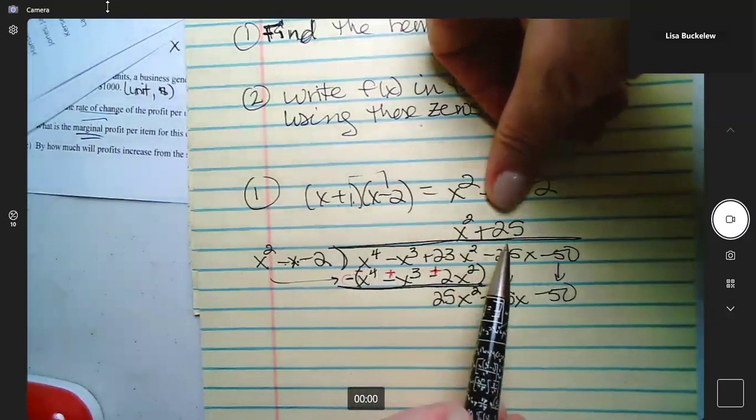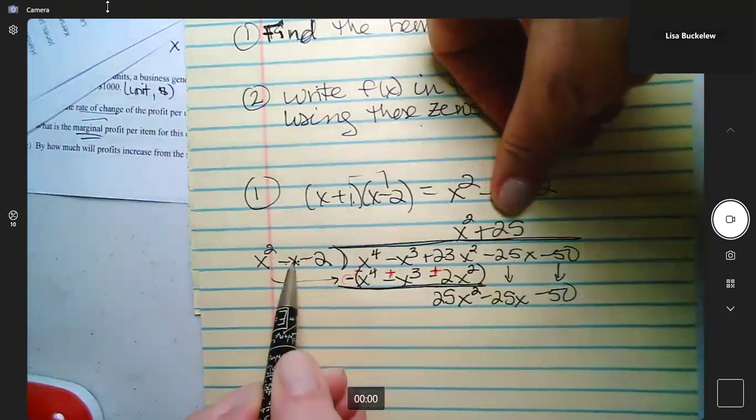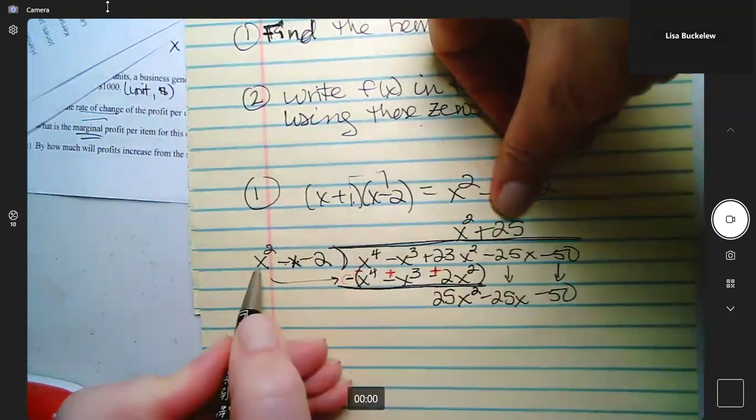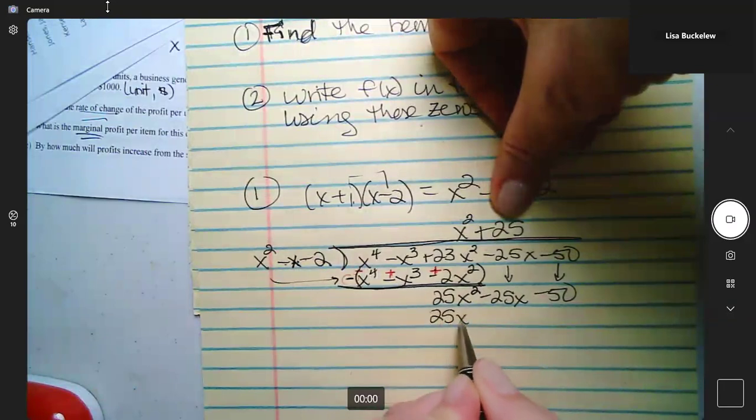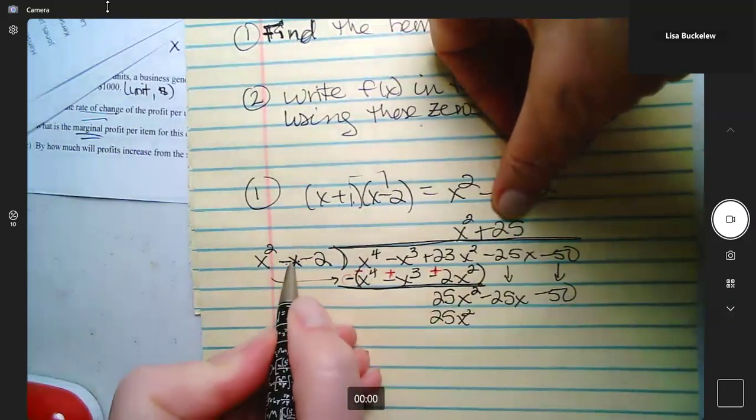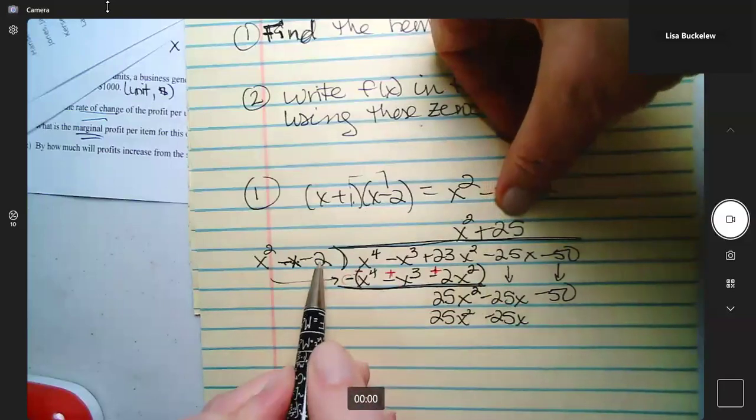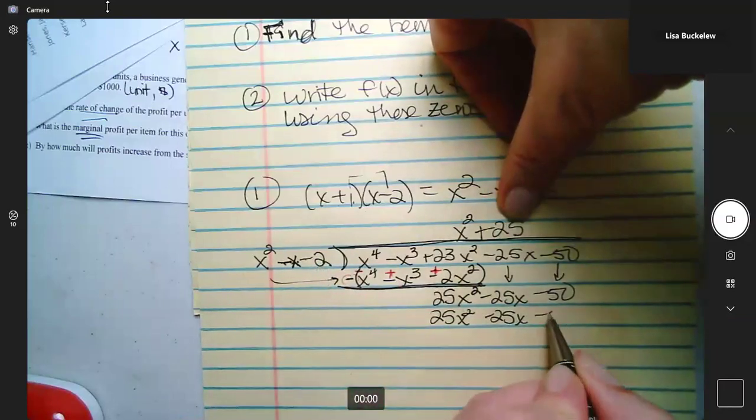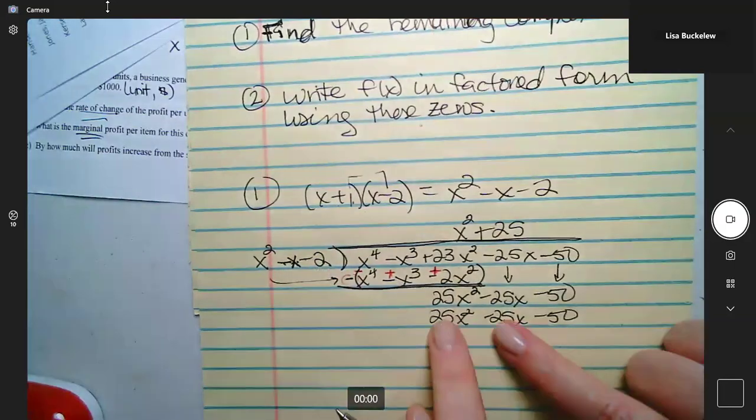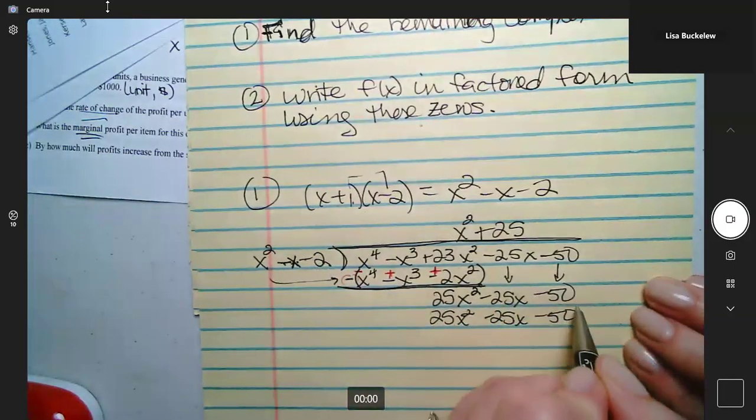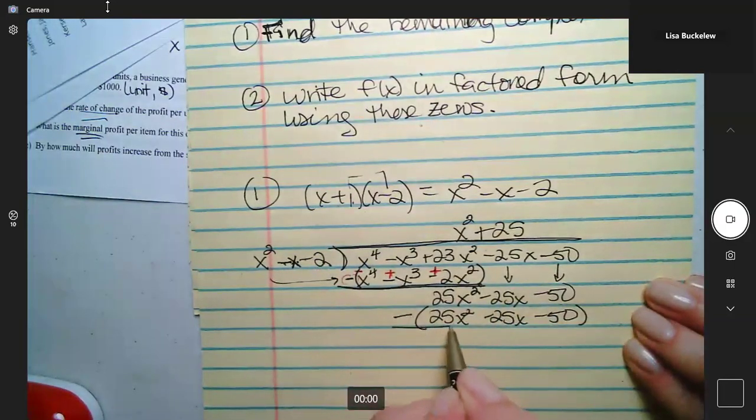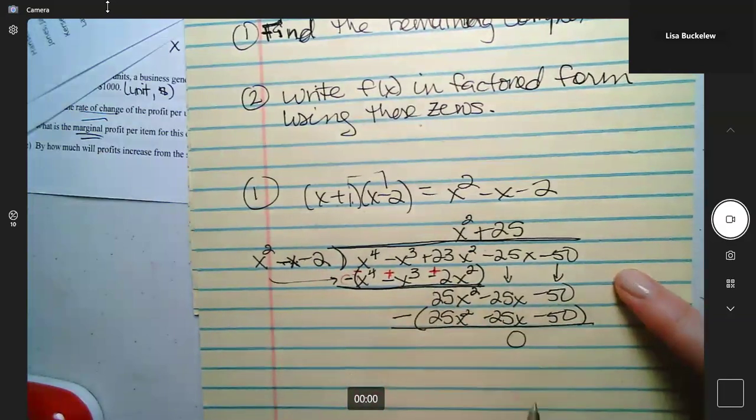So it should be the case that when I do all the multiplication and then I subtract, everything cancels out to 0. So let's multiply the 25 through this outer piece again. So 25 times x squared is 25x squared. 25 times negative x would be negative 25x. See, it's all matching up. And then negative 25 times negative 2 would be negative 50. So all of these exactly match. So when I subtract the lower line from the upper line, they all cancel out and make 0.